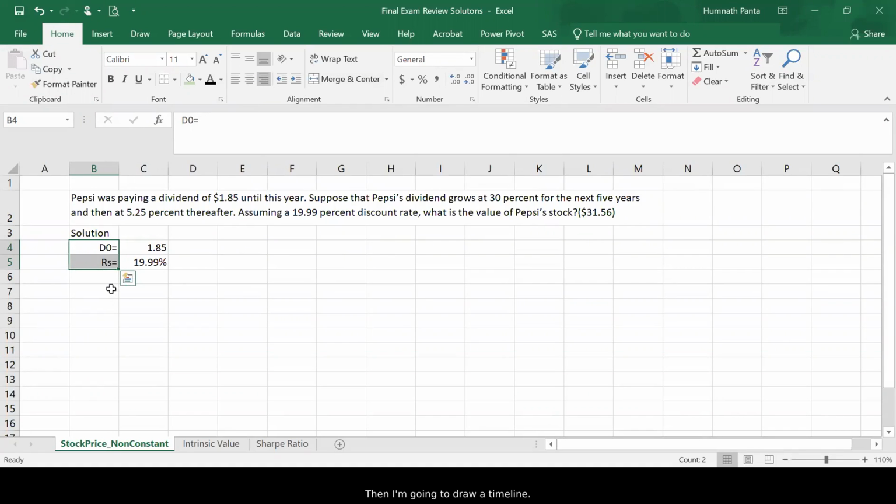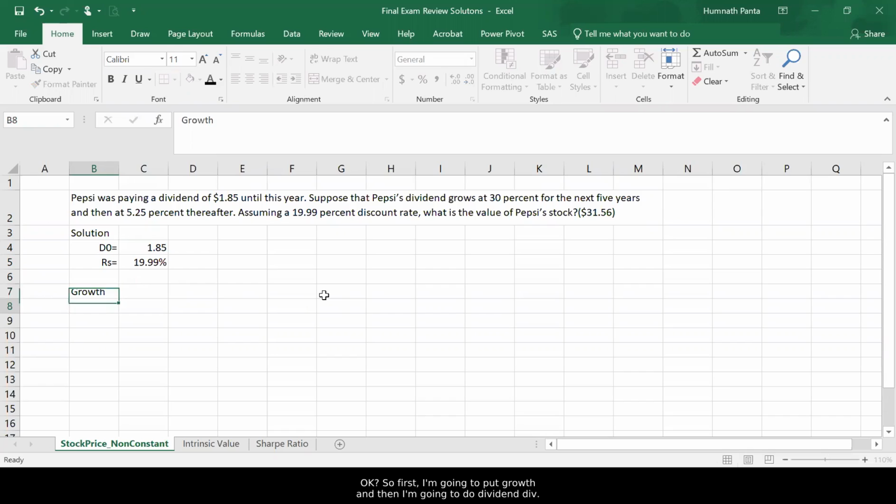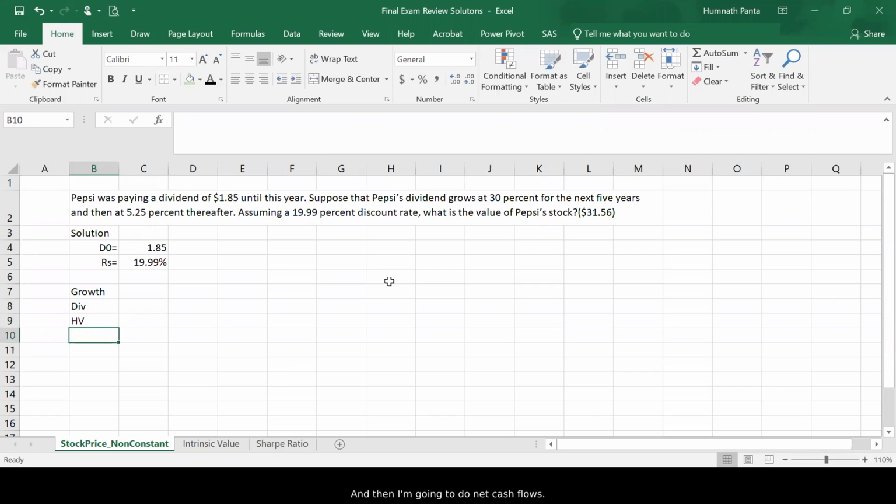Then I'm gonna draw a timeline. Okay, so first I'm gonna put growth, and then I'm gonna do dividend, DIV, and then I'm gonna do net cash flows. Okay, so actually here I'm gonna do terminal value. Terminal value, or horizon value, okay, that's also terminal value. And then I'm gonna do net cash flows.